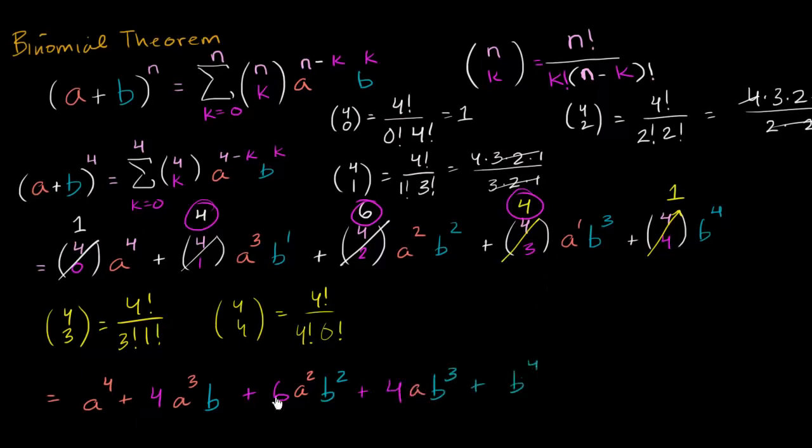And there's an interesting pattern here. There's a symmetry where you have the coefficient, you go 1, 4, 6 for the middle term, and then you go back to 4, and then you go back to 1. And then you also see the pattern that you start at a to the 4th, a to the 3rd, a squared, a, and then you could say there's an a to the 0 here. And then you start at b to the 0, we didn't write it, but that's just 1. Then b to the 1st, b squared, b to the 3rd, b to the 4th.